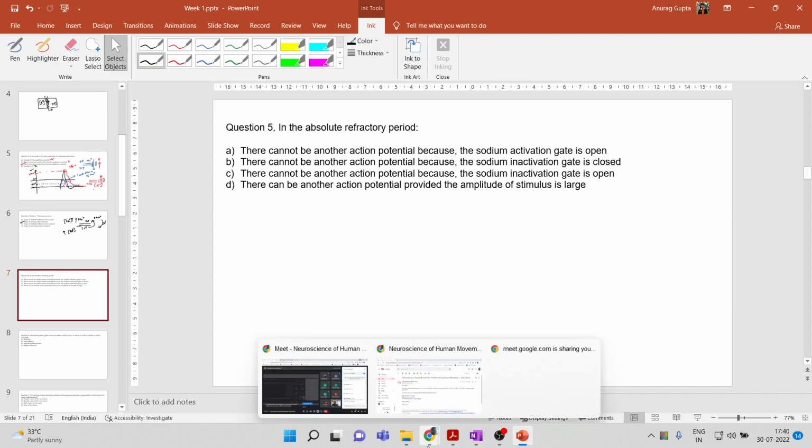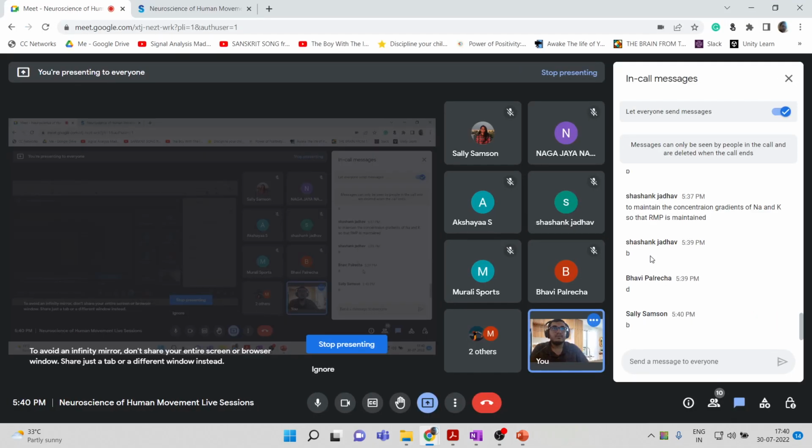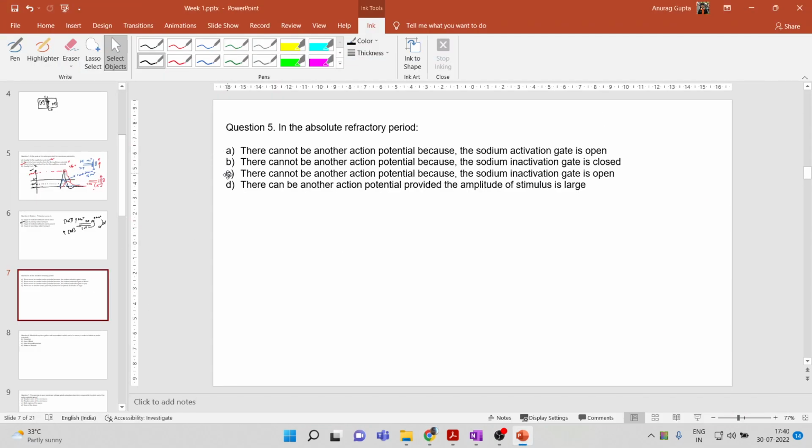Okay, so let's see what the responses are. B, D, B. Okay, 3 people have responded B, D, B. What about the others? Okay, I'll explain this question now. B, D. Okay, so these are the two. Some people are good. B: there cannot be another action potential because the sodium inactivation gate is closed. And D: there can be another action potential provided the amplitude of stimulus is large. Okay, so we'll eliminate the first option.